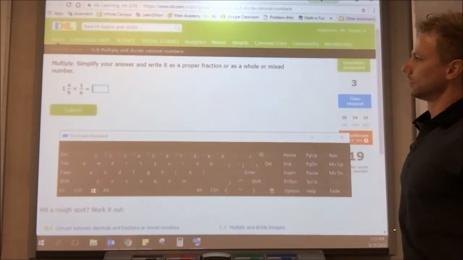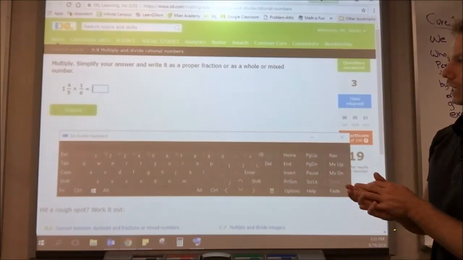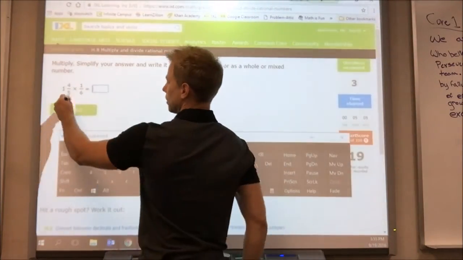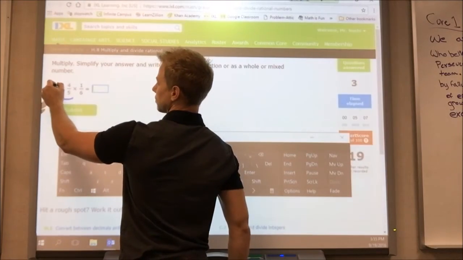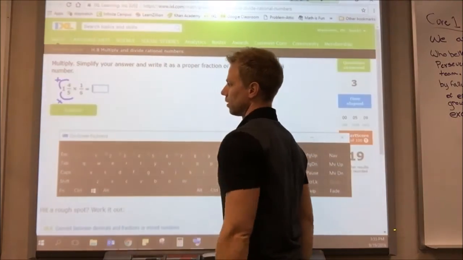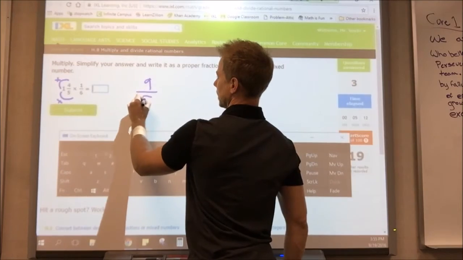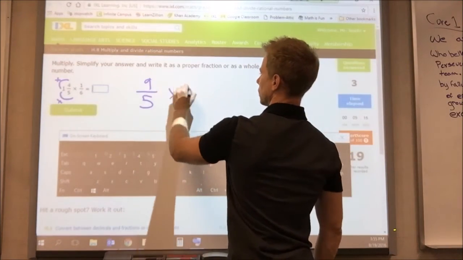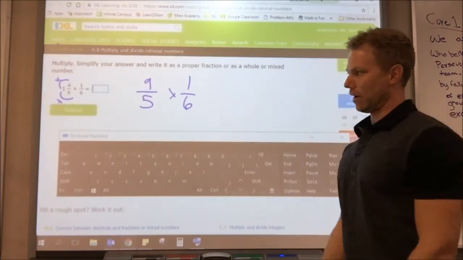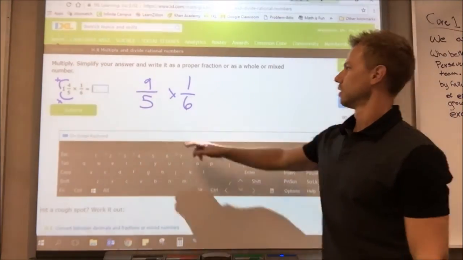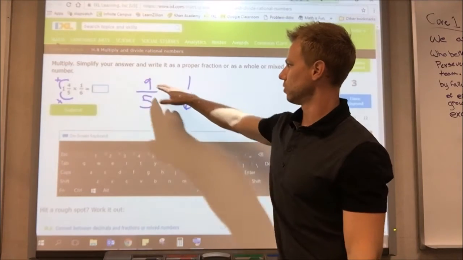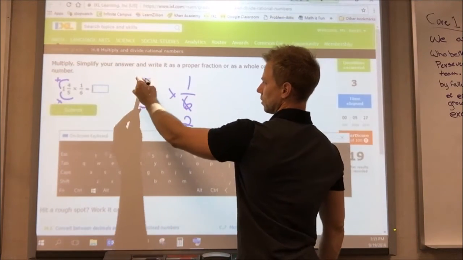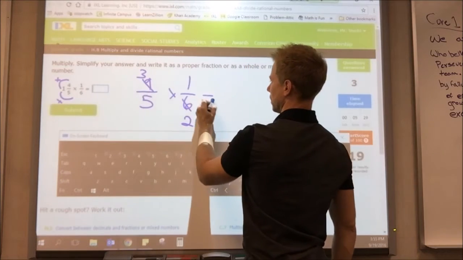And let's try one more. Okay, same thing again. Mixed number, fraction. Rock around the clock. 1 times 5 is 5. Plus 4 is 9. I get 9 over 5 times 1/6. Now, I actually have something I can reduce. 9 and 6, 3 goes into both of those numbers. 3 goes into 6 twice. 3 goes into 9 3 times.